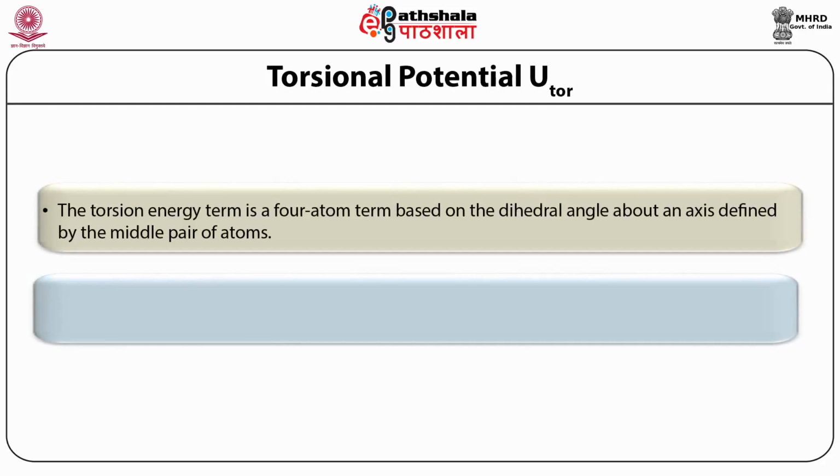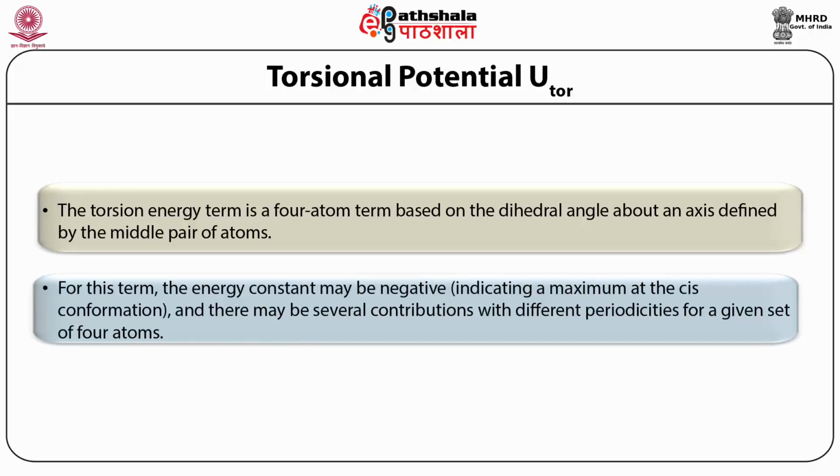Thus, torsional potential U tor is a 4-atom term based on dihedral angle about an axis defined by the middle pair of atoms. For this term, the energy constant may be negative, indicating a maximum at cis conformation, and there may be several contributions with different periodicities for a given set of 4 atoms.